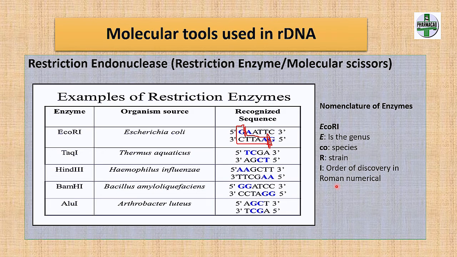Let's take another example, which is TaqI. So T represents Thermus, which is the genus, and it is always capital. The next two, aq, is aquaticus, and I is the order of discovery.